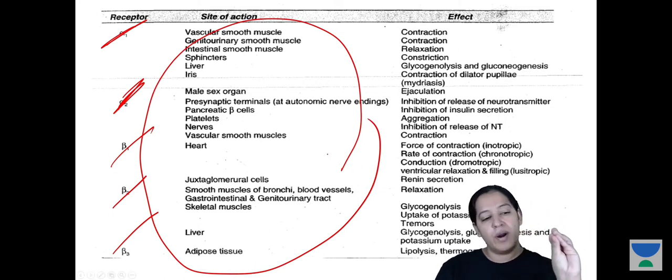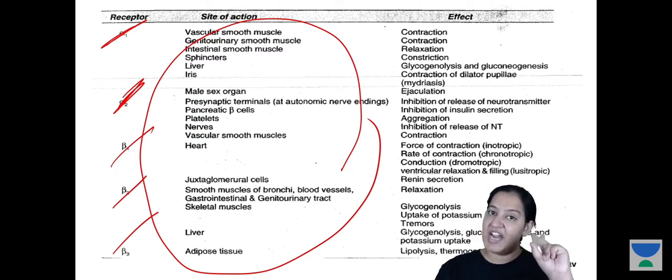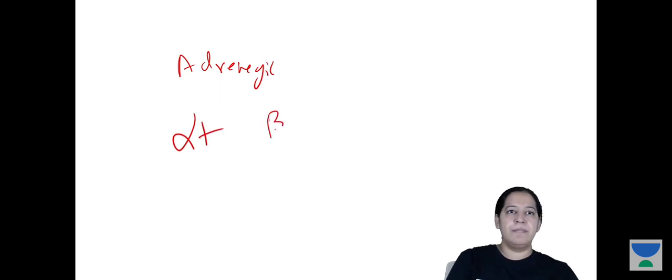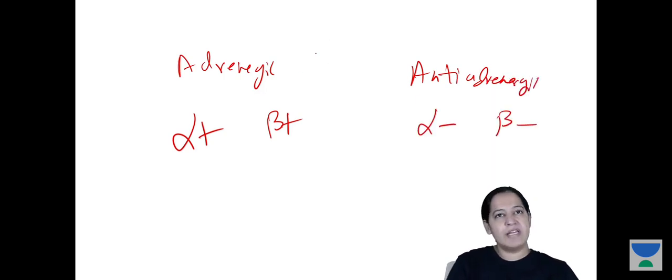If you want to understand the entire chapter in detail with simplicity, in adrenergic and anti-adrenergic drugs, I will teach you 4 chapters actually. In adrenergic drugs, I will teach you alpha agonists and beta agonists. In anti-adrenergic drugs, I will teach you alpha blockers and beta blockers. So I will teach you 4 chapters here.